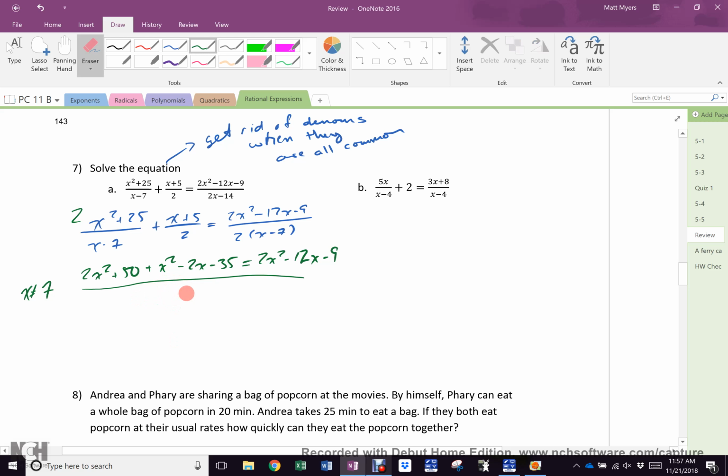What do I need to do with all of this? Collect like terms. Any other x squareds? Yeah, that one and that one are both going to disappear, leaving me with 1x squared. Now my x squareds are done. Any x's? Negative 12, negative 2, and then the 12 is going to come over and become what? Positive 12x to get me 10x. 50 minus 35 is 15. What's going to happen when that comes over? 25, right? 24.